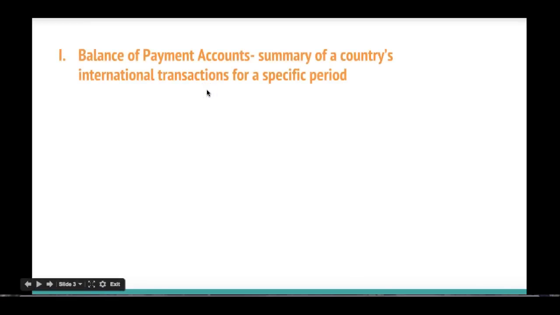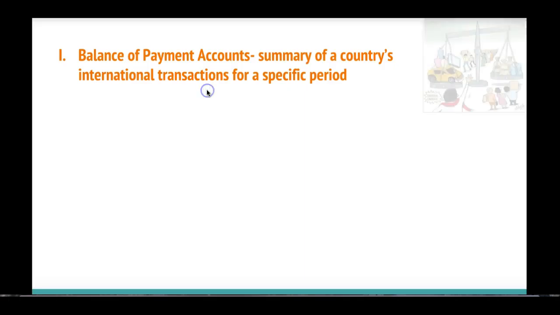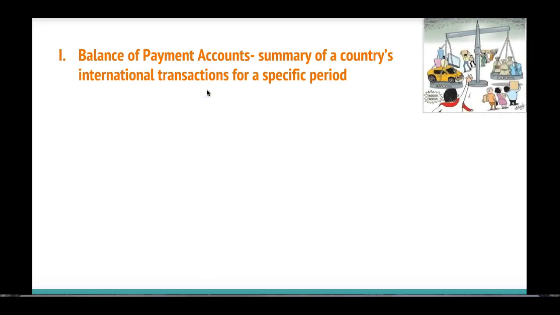So what we have to start with is something called balance of payment accounts. Balance of payment accounts is basically a summary of all these international transactions for a particular time period. People usually think of the exports and imports, and it does include that, but balance of payment accounts actually includes a lot more than imports and exports.